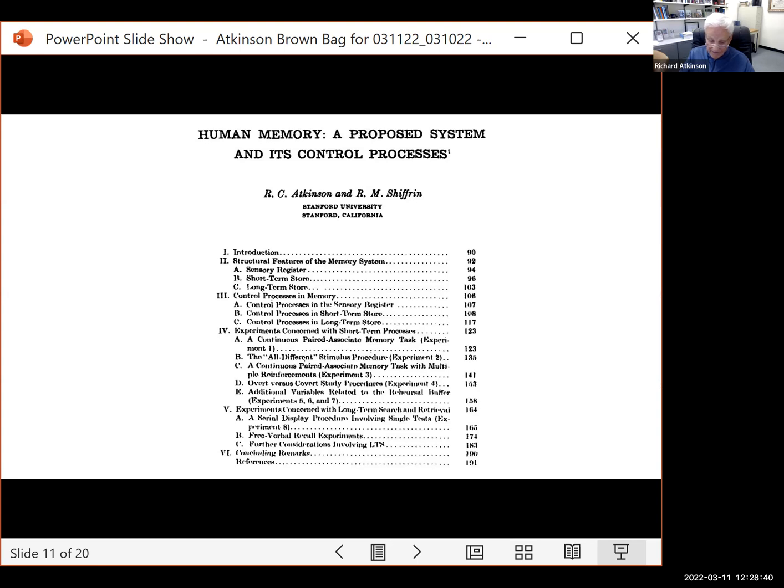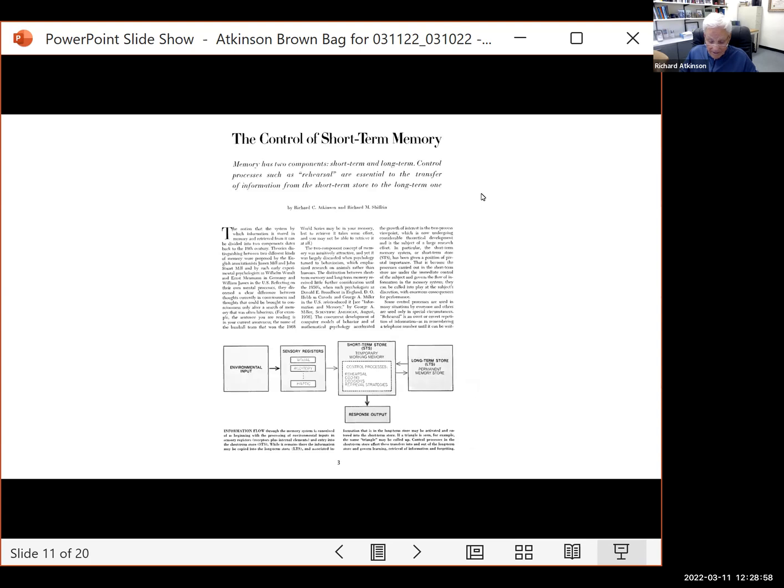So this activity is represented then in the human memory paper, the system and control processes, and it gets an incredible amount of attention. A few months later, in 1971, there was an article in Scientific American, and you can see here that it has the sensory register with the various components, the short-term store, various coding, and so on, and then the long-term memory.